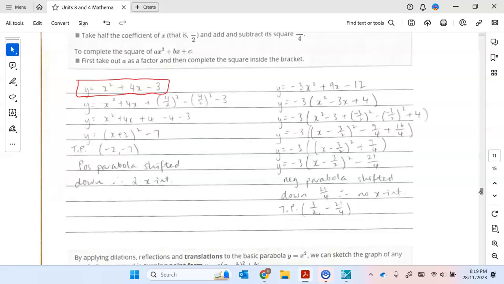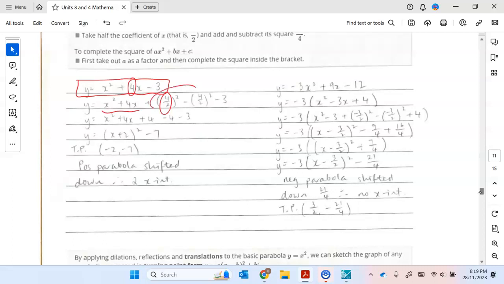Anyway, sorry, I'm going off track again. Stay on track. I'll talk about that later. x squared plus 4x minus 3. So what we do is we look at this coefficient of x and we divide it by 2. So you can see that's what I've done here. So we keep the x squared plus 4x the same. Then we add (4 over 2) squared, and then we subtract (4 over 2) squared.